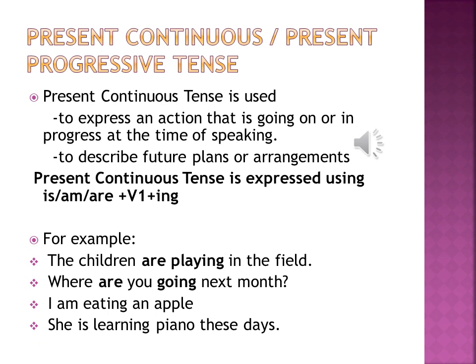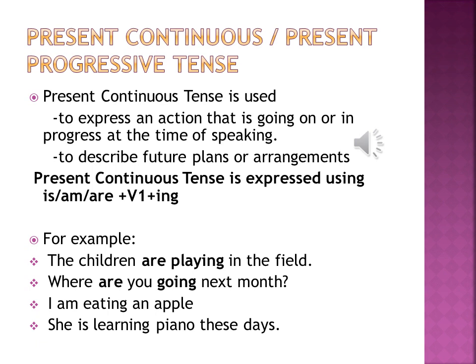Now look around in your room. Your sister is playing game. Your mother is cooking food. So these are all examples of present continuous tense. Secondly, present continuous tense is also used to describe future plans or arrangements or something that is happening at a stretch.